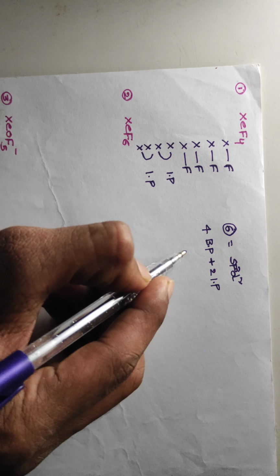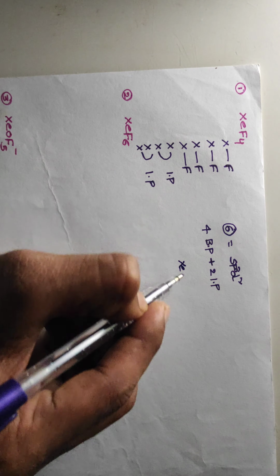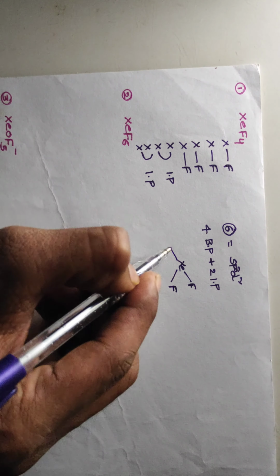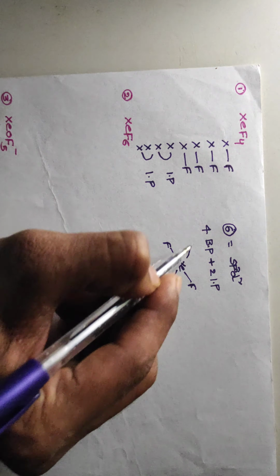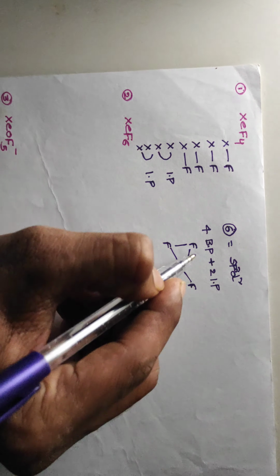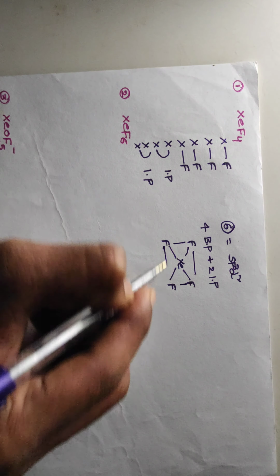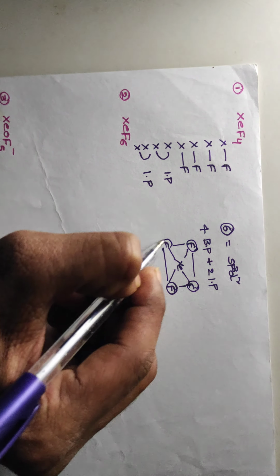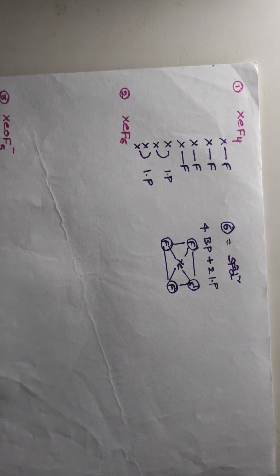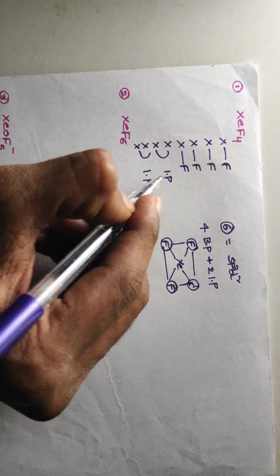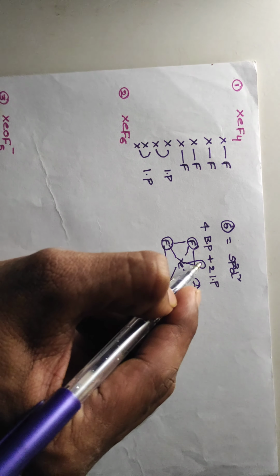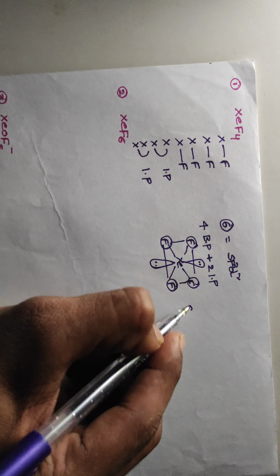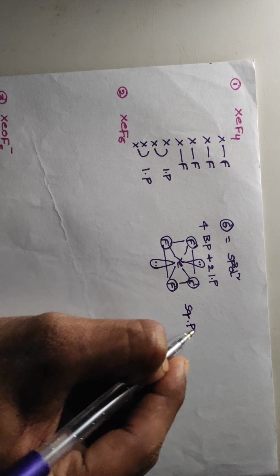The shape is xenon, fluorine, fluorine, fluorine, fluorine. This is a square planar. So this is one lone pair. This is one lone pair. So the shape is square planar.